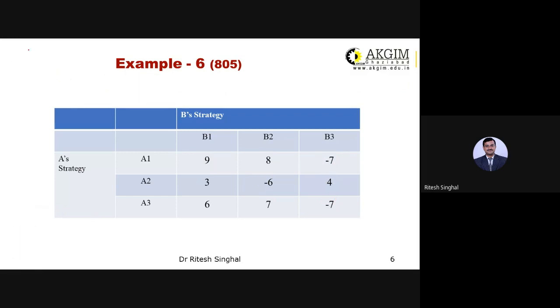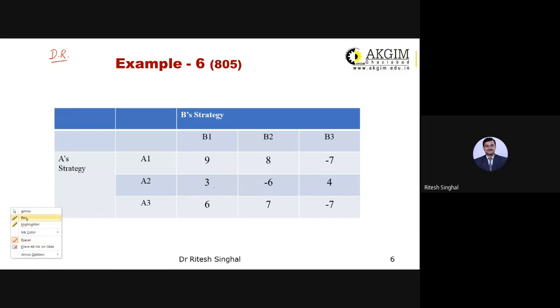Now what is dominance rule? Since saddle point is not there, we should apply dominance rule. So compare any two rows. For example, if we compare row A1 with row A2, 9 is compared with 3, obviously 9 is greater. 8 is compared with -6, 8 is greater, but -7 is lesser than 4. So we can say that the comparison of first row and second row is not possible. So we have to choose another option.